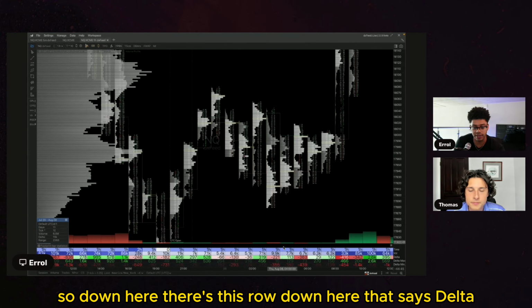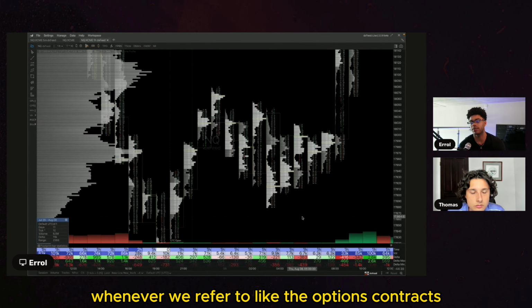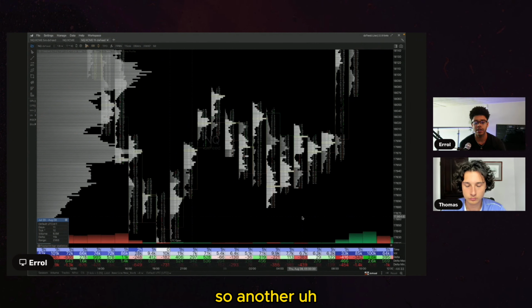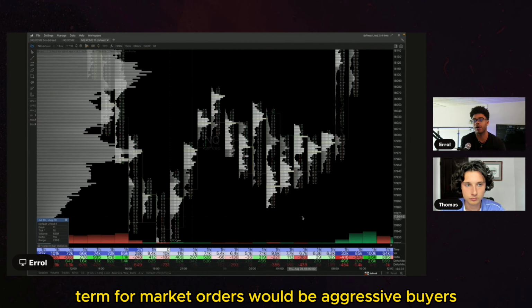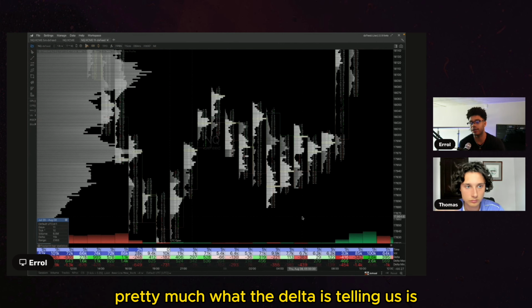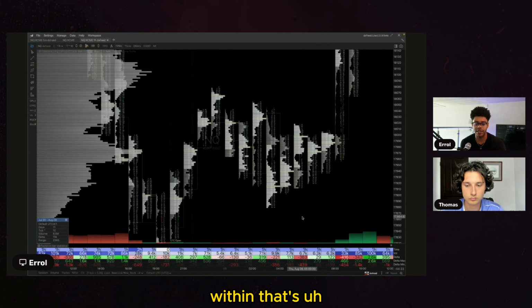So down here, there's this row that says delta. It's just a little bit different from the delta whenever we refer to options contracts. This one just refers to the people using market orders. Another term for market orders would be aggressive buyers or aggressive sellers. But pretty much what the delta is telling us is the difference between buyers and sellers within that individual candle.